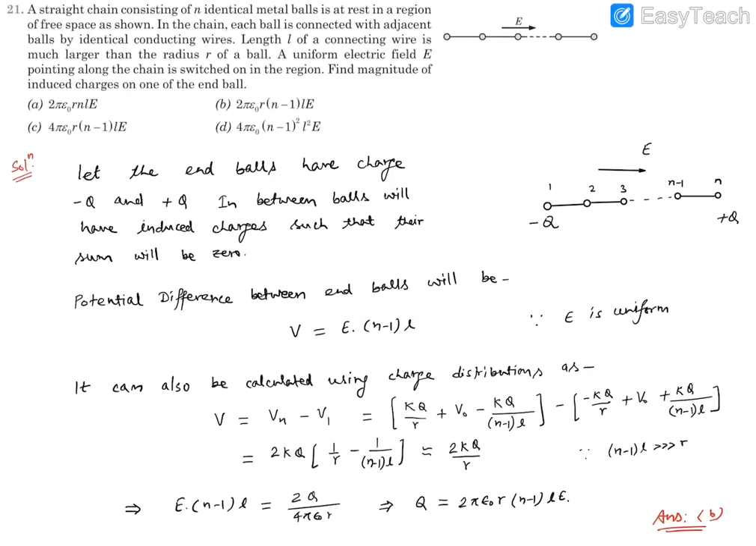Now we will say the two have to be identical. So E times (n minus 1) L is equal to 2q times k, and k can be replaced by 1 upon 4 pi epsilon naught. So it becomes 2q upon 4 pi epsilon naught r. From here we can find q. The value of q is going to be 2 pi epsilon naught r (n minus 1) L times E. If you look at the options available, option B matches properly, and it says 2 pi epsilon naught r (n minus 1) L into E. Hence B becomes the correct response. Thank you.